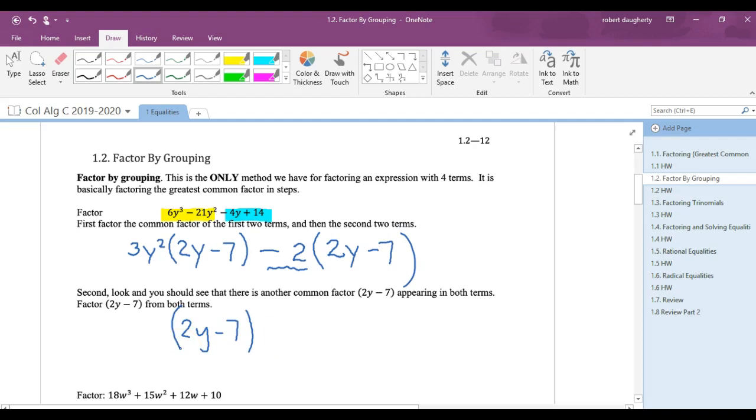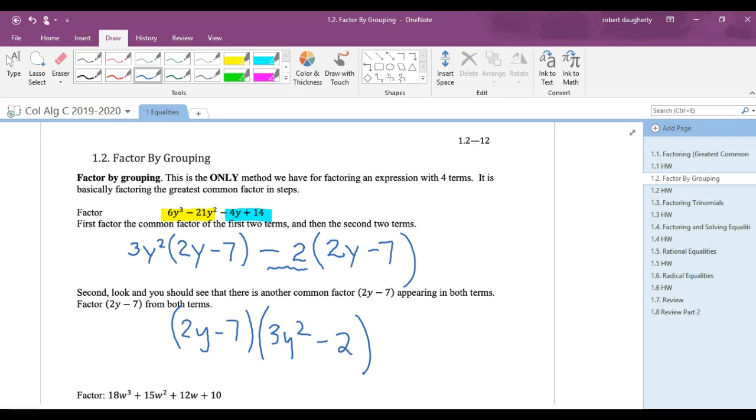And you could just cover it up. If a 2y minus 7 went missing here, what would I be left with? 3y squared. Okay. If a 2y minus 7 went missing over here, what would I be left with? Negative 2. Okay, that's it. I know it's a little bit tricky.